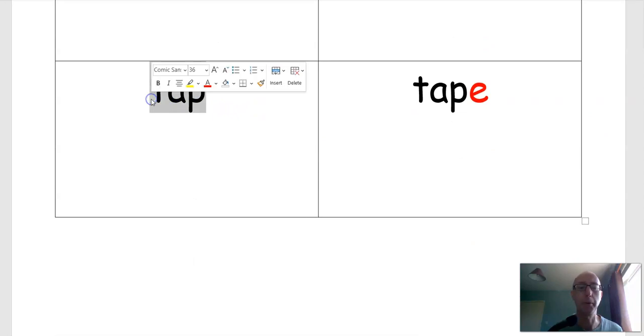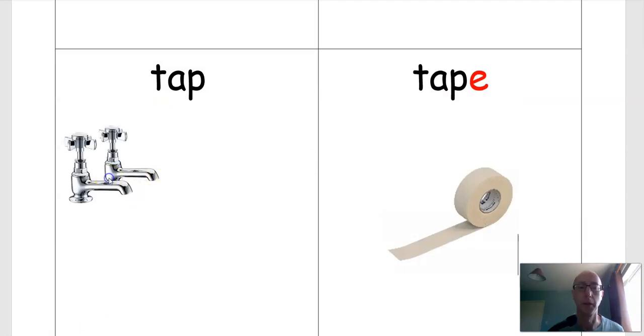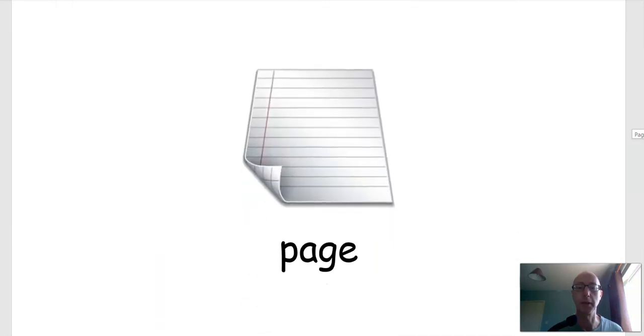And we have tap. And we have tape. So, tap and tape. This is tap. These are two taps to get water. This is tape. The E changes the A. So let's look at some more examples and see if you can spell the words just from the sound.